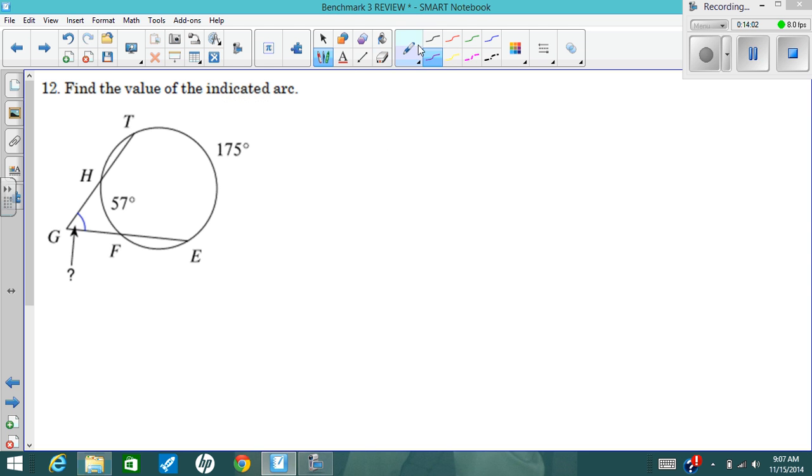Here I have two secants, but now what I have is an angle here, an arc, and another arc. So this is a problem where you can say the measure of the angle is equal to the big arc minus the small arc divided by 2.